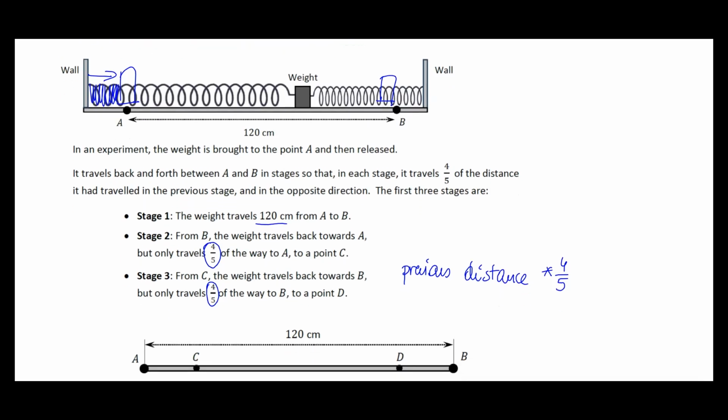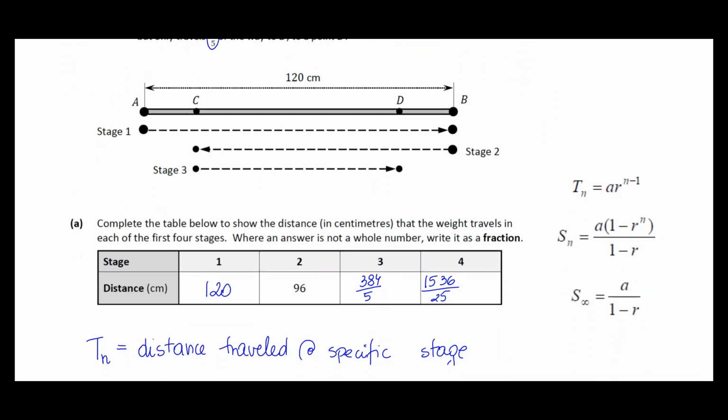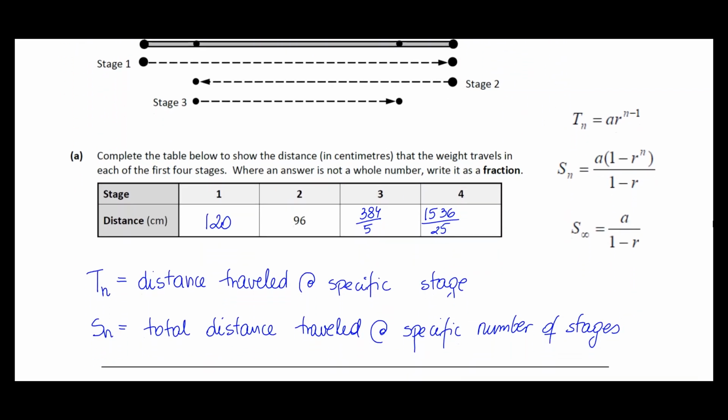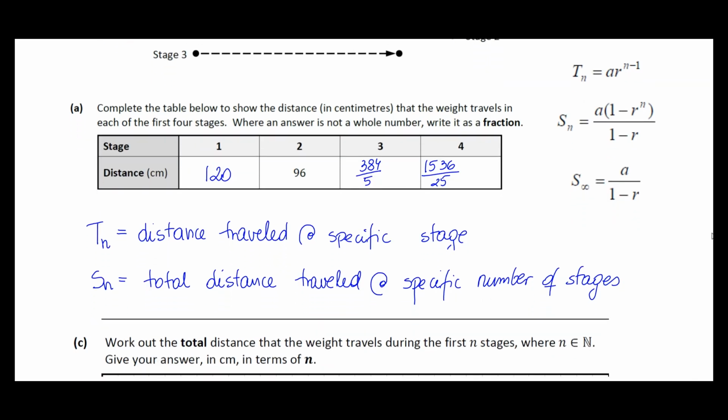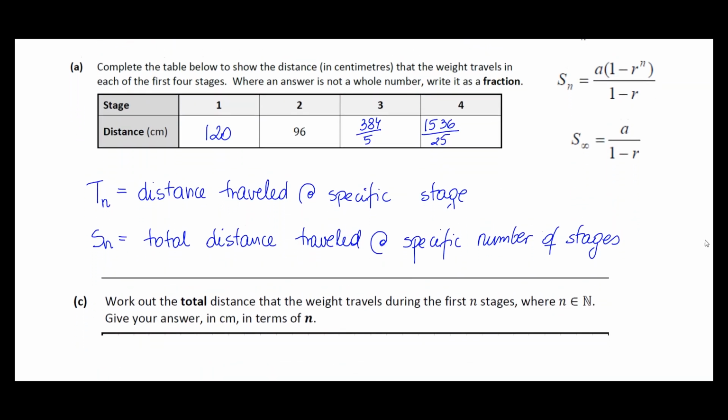In part A, we had to do the table, which we've done. In part B, we were looking at Tn, the value of the term, and now we are looking at part C. Here we have to work out the total distance that the weight travels during the first n stages, where n belongs to the natural numbers. Give your answer in centimeters in terms of n. So what am I looking for? That's the word total, that refers to the sum.